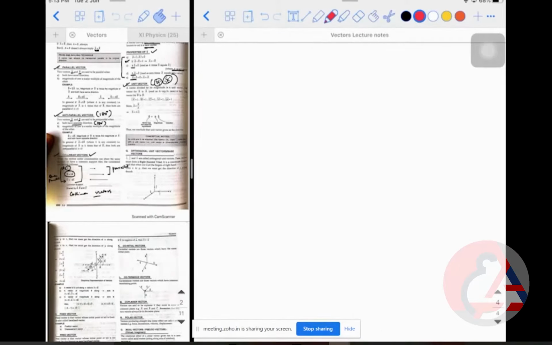So I hope there is no doubt. Okay. Then I'll proceed to the next concept. Now what I'm going to do is introduce the concept of mathematics into this. I'm going to explain addition of vectors.